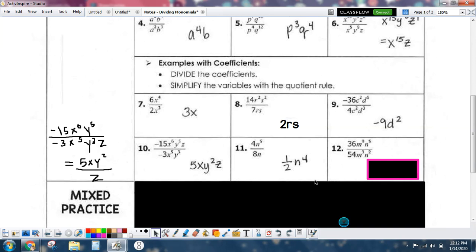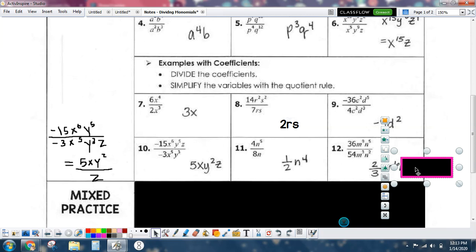For the last one, we have 36 m to the 9th n to the 5th divided by 54 m to the 3rd n squared. So we need to do 36 divided by 54. You can do that in your head. You can do that in your calculator, however you need to do it. 36 divided by 54 is going to get me simplified to 2/3. And then I have m to the 9th divided by m cubed. So 9 minus 3 is 6. And then n to the 5th divided by n squared. 5 minus 2 is 3. So that's how you solve problems with dividing monomials.